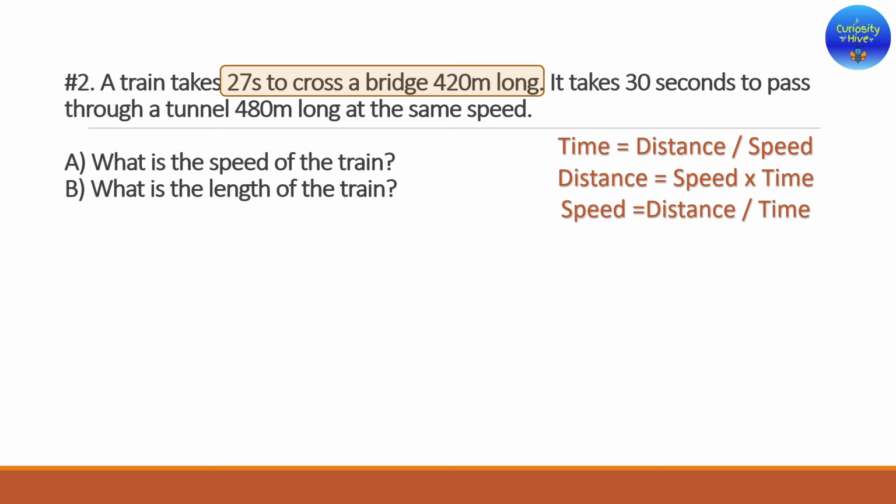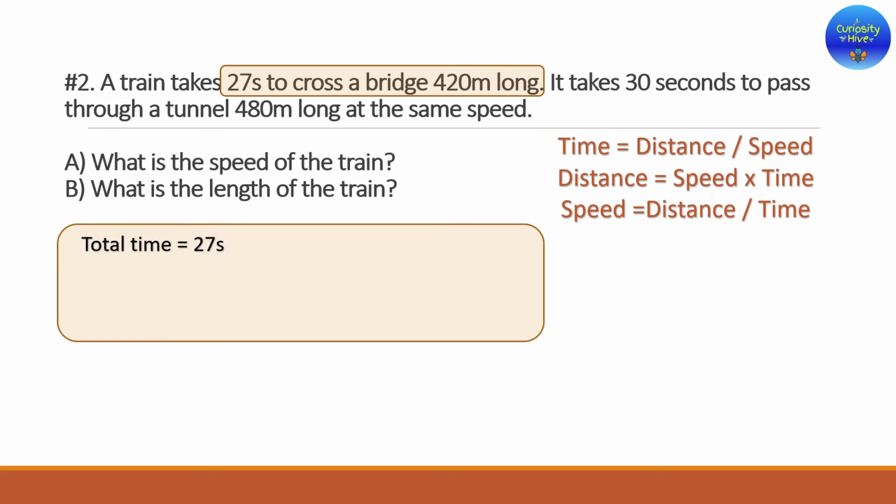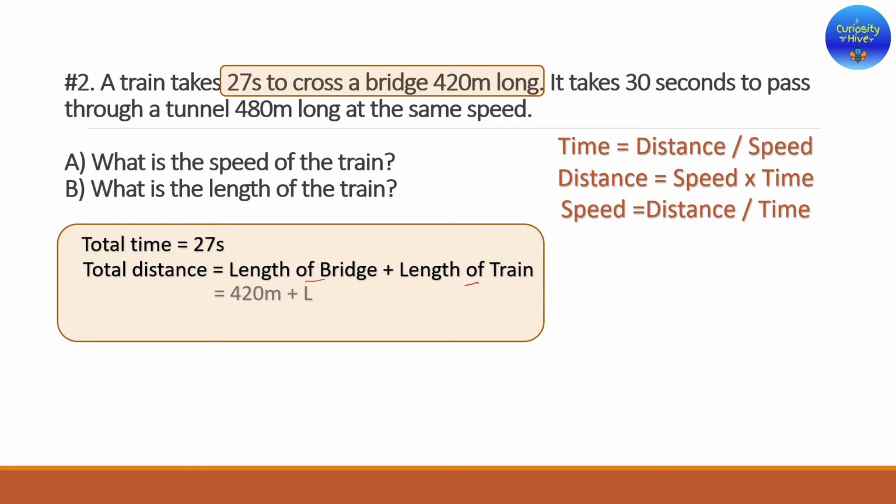Now let's take the first item, which is 27 seconds it takes to cross the bridge, which is 420-meter long. So the total time is 27 seconds for this item, and the distance, as I said earlier, would be length of the bridge plus length of the train. Now we don't know length of the train, so let's call it L. So our total distance is 420 meter plus L, and now that we need to find the speed, which will be the distance upon time, which is 420 plus L upon 27 seconds. So this is the equation that we are using.